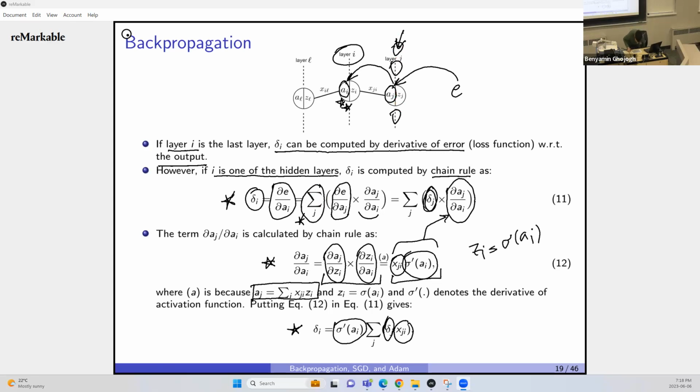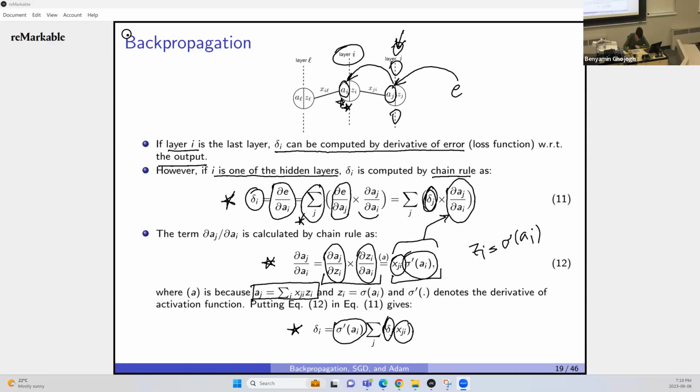Now, what is the derivative of E with respect to AJ? By definition, it is delta J. Delta I was the derivative of E with respect to AI. Therefore, the derivative of E with respect to AJ is delta J, right? And I also write the derivative of AJ with respect to AI. I repeat it here. As you see, delta I depends on delta J. Delta I is in this layer. Delta J is in this layer. Therefore, every layer depends on its next layer.